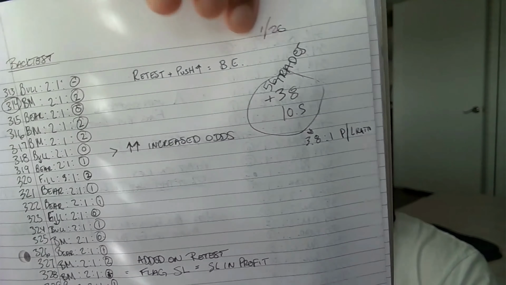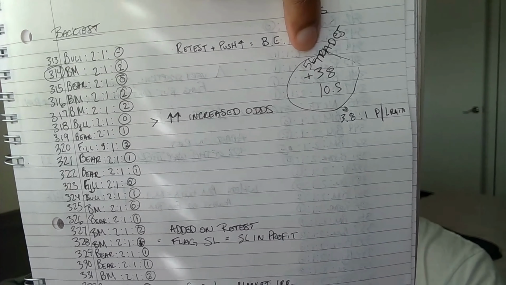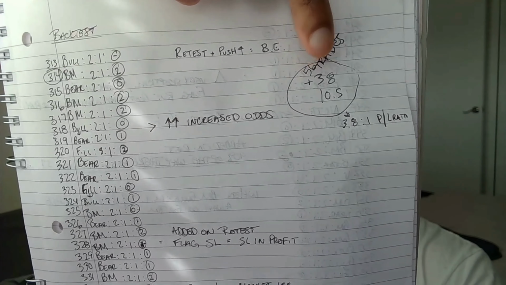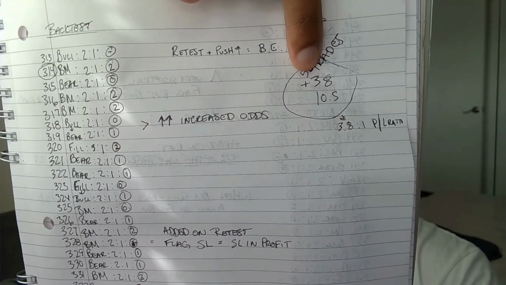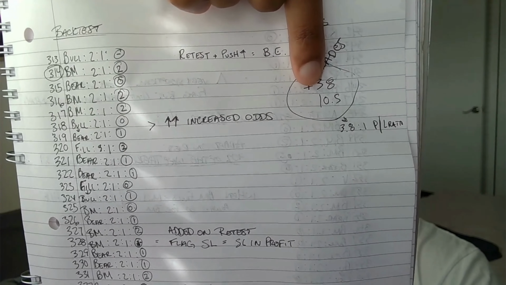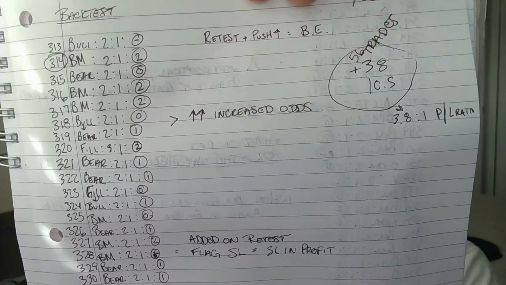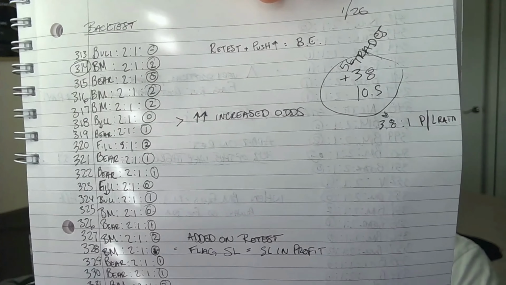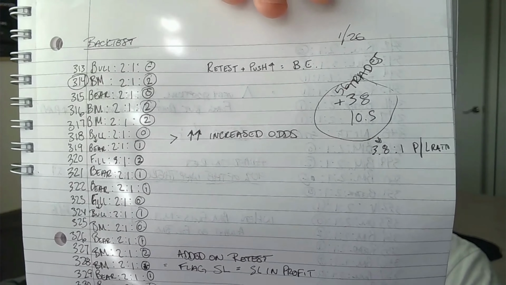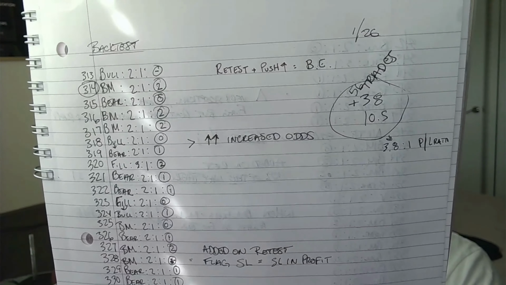At the end of all of it, I add all the points up, and you can see I did 56 trades today. Plus 38, and then I lost 10.5. So that brings me to around 3.8 to 1. Every $1 I lose, I make about 3.8. I know that's a little bit off. I think it's more so 3.6. So every $1 that I lost, I made $3.60, and that is a profitable business.